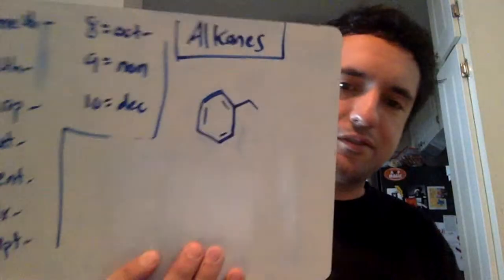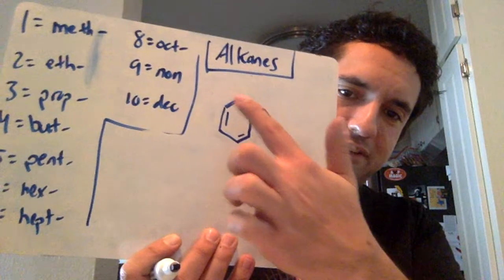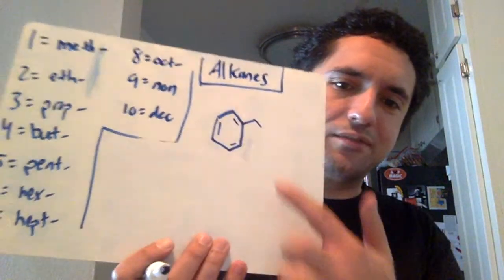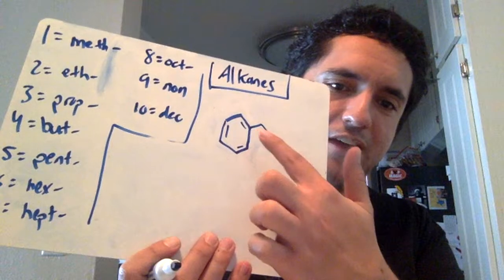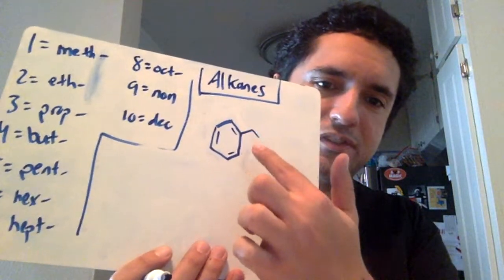So like 1, 2, 3, 4, 5, 6, and you would just call this. Although you don't really have to name them actually. So if I had something like this, we call this little hexagon structure a benzene ring, and we have an ethyl group here. There's 2 carbons, so it's an ethyl group. So this would just be ethyl benzene.